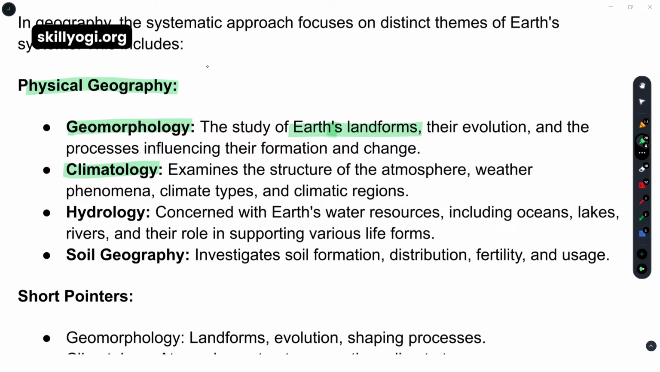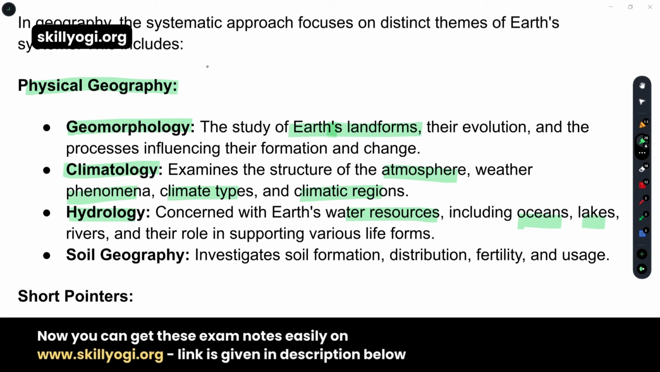Climatology, obviously, examines the structure of the atmosphere, different layers of the atmosphere, weather phenomena, climate types, climatic regions, etc. Coming to hydrology, it is concerned with Earth's water resources, including oceans, lakes, rivers, etc., and their role in supporting various life forms, because we have some zooplankton and some water-related creatures. That's how hydrology is important for us.